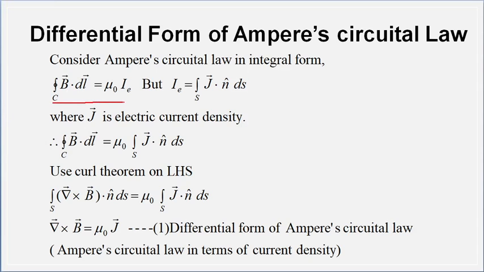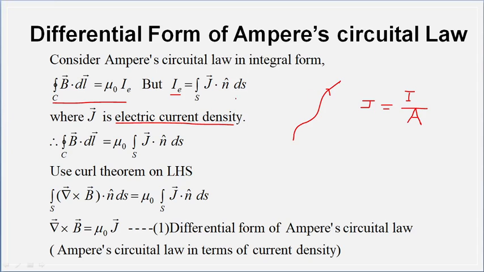Just like in electrostatics, where Gauss's law was first written in integral form and then in differential form, here also we will try to write Ampere's Circuital Law in the differential form. For this, we define a quantity called the electric current density. Suppose a wire is there; the current density is the current divided by the area of the cross section.